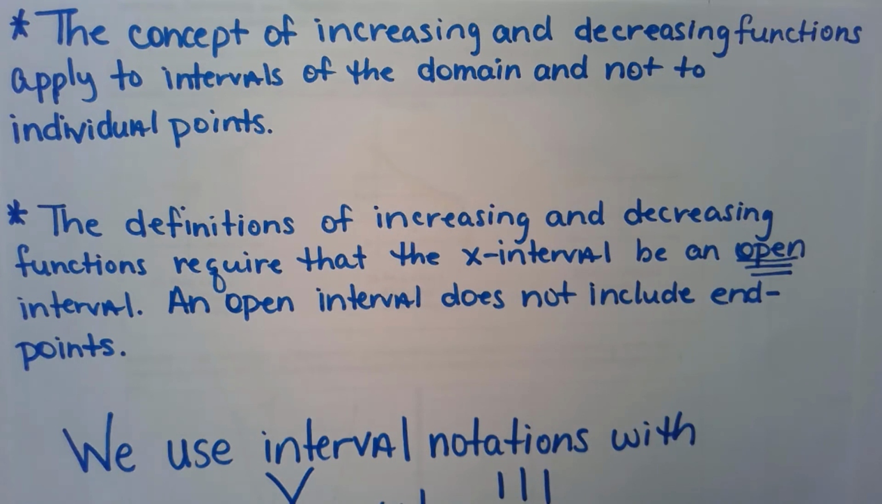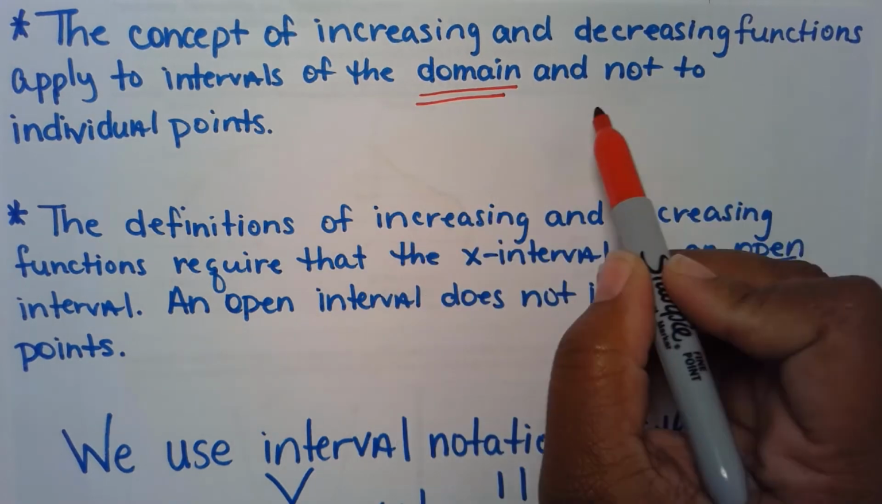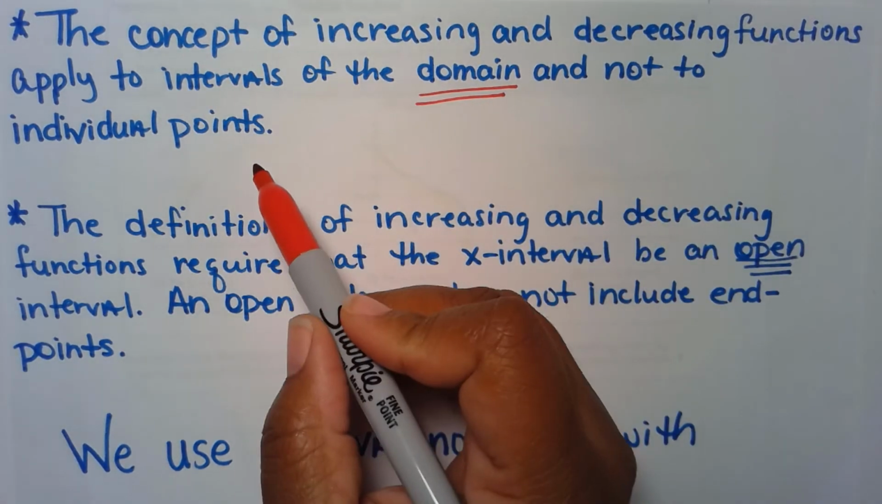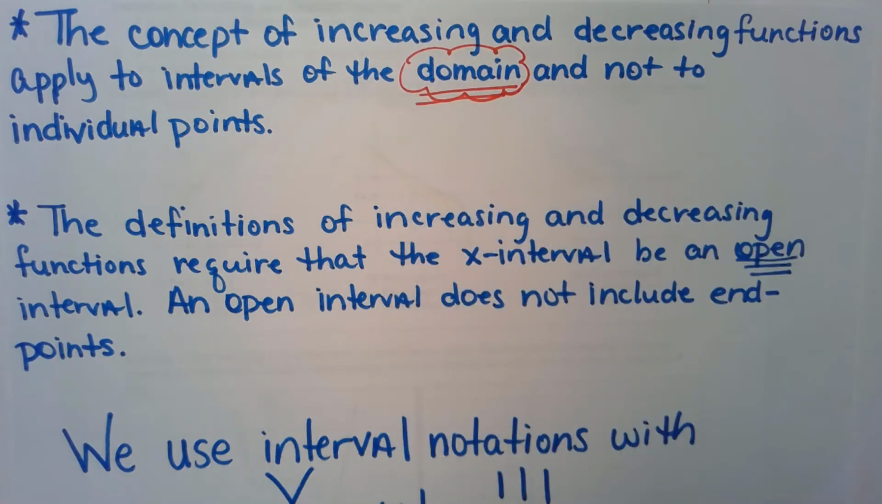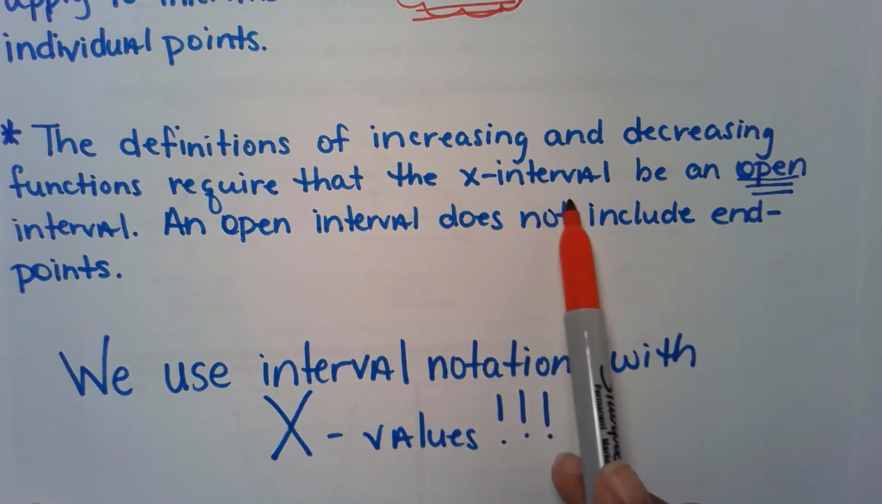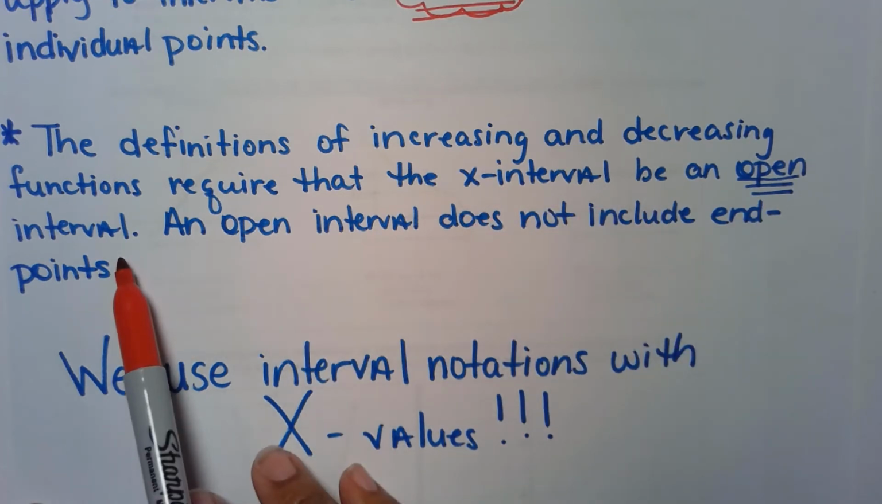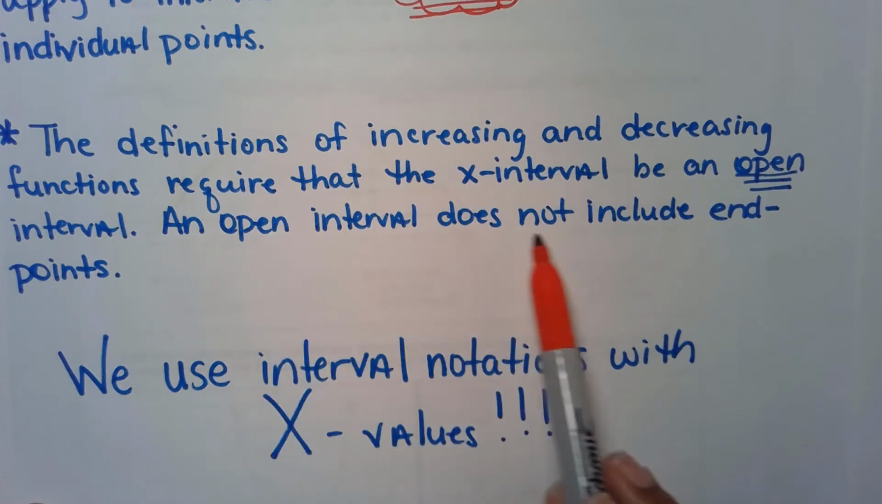Let me highlight this or underline: and not to individual points. This is going to be so key. We're looking at the domain, the x coordinates, the x values, the independent variables. The definition of increasing and decreasing functions requires that the x interval be an open interval. Open, okay. An open interval does not include endpoints.